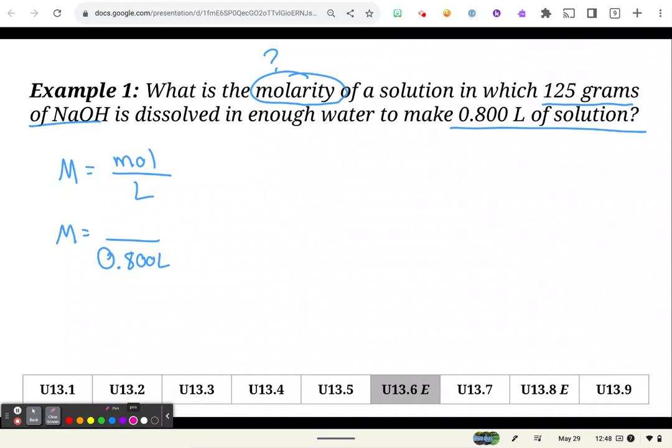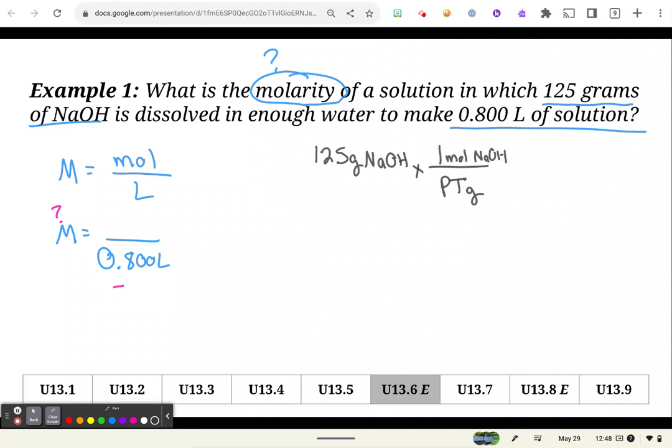And again, molarity is that capital M, so this is what I'm solving for. And to find the number of moles, I'm going to use this 125 grams of NaOH. Hopefully at this point, converting grams to moles is almost in your DNA. You're like, okay, grams. I know if I'm dealing with grams, I need the mass from the periodic table. And that's always going to be equivalent to 1 mole of NaOH.